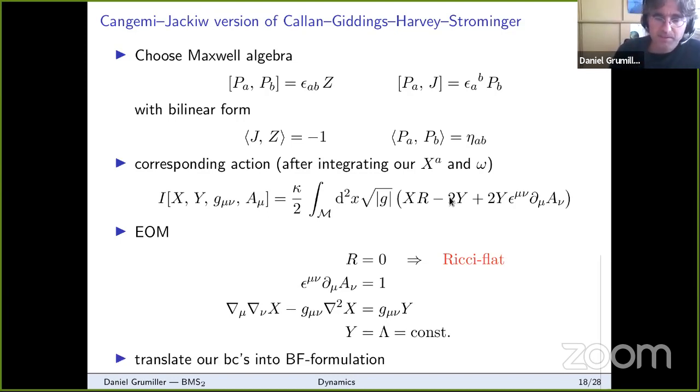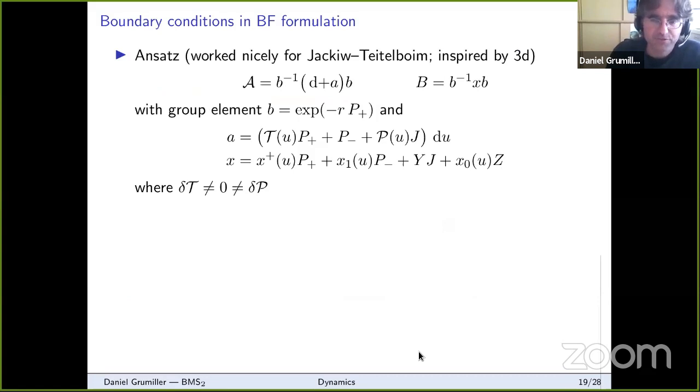Okay, so this means that the metrics are indeed Ricci flat, so they fall into the class of metrics that I've discussed before. So all we have to do is to translate our boundary conditions into the BF formulation. And again, if you're familiar with 3-dimensional gravity, what I'm displaying here is not going to surprise you. There's an ansatz that works nicely in 3 dimensions, and a similar ansatz worked nicely for the BF formulation of the Chamseddine-Teitelboim model. So we use the same type of ansatz.